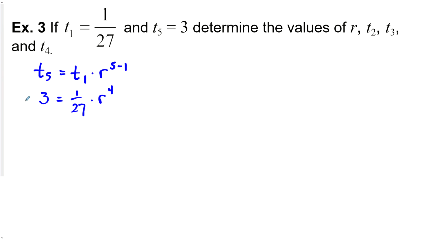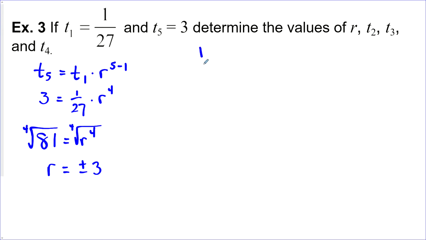Now multiply both sides by 27, and we get 81 is equal to R to the power of 4, and we're going to take the 4th root of both sides to get rid of that power of 4, and we get that R is equal to, because this is an even exponent, it could have been positive or negative, we don't know. So R could be plus or minus 3. So it looks like we have 2 different cases that we'll have to check out here. So let's find T2, T3, and T4.